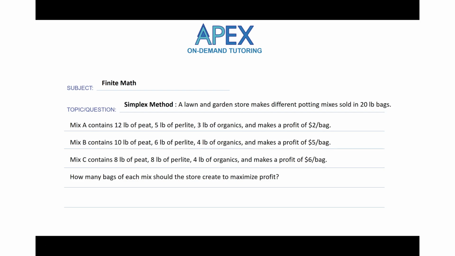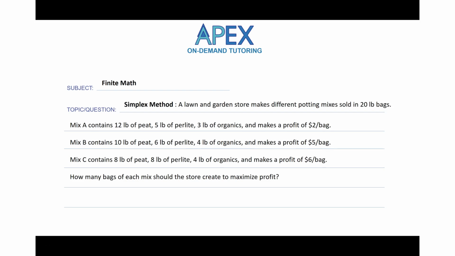So we're going to use the simplex method to solve this. And the nice thing about this simplex method is that you can very quickly zoom in on a solution. And in this case, it's only going to take us actually 2 steps once we set it up.